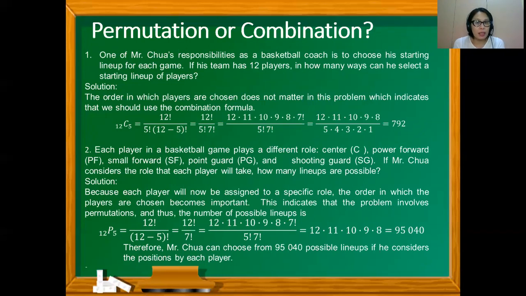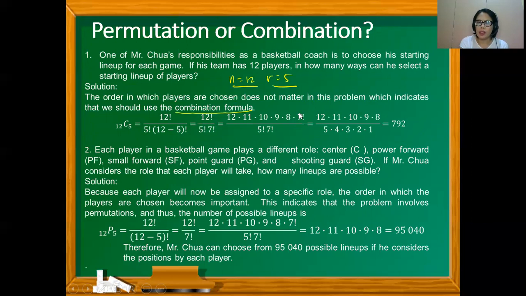Players are chosen in random order. So this would mean a combination problem. So we're going to use the combination formula here, substituting the given n equals 12 and r equals 5. So we have combination of 12 taken 5. So we have 12 factorial all over 5 factorial times quantity 12 minus 5 factorial. Working on the difference in the second factor here, we have 12 factorial all over 5 factorial times 7 factorial.